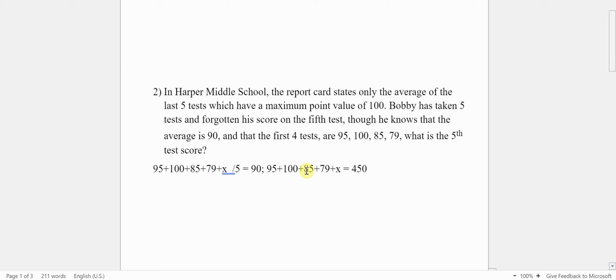95 plus 85 is 180. 180 plus 100 is 280. So 280 plus 79 is equal to 359. And 359 plus x is equal to 450. So we subtract 359 on both sides, and therefore x, or the last test, is 91. So Bobby has 91 in his last test. Let's go to the next one.